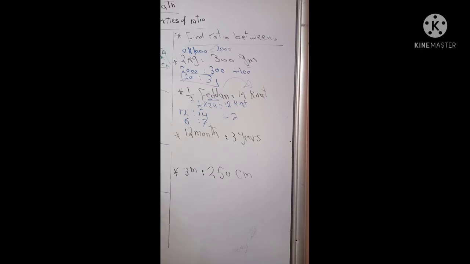To find the ratio between 12 months and 3 years. First, we will convert from 3 years to months, or we can convert from months to year. If we want to convert from years to months, we will use times, because year is a big unit and month is a small unit. But if we want to convert from months to year, we will use divided. Excellent, because month is a small unit and year is a big unit. In this example, we will convert from a small unit to big unit.